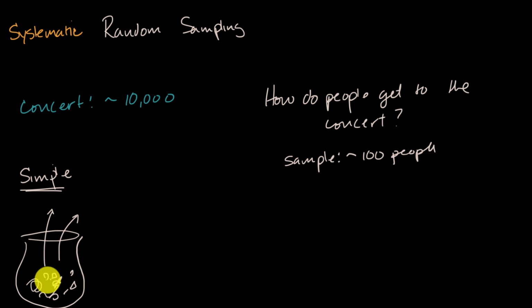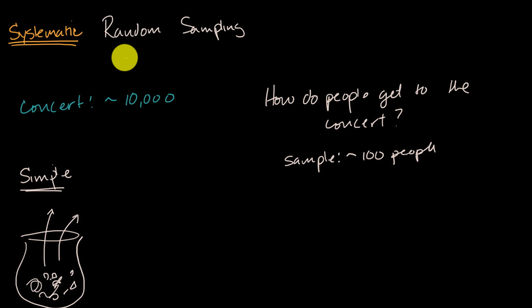But you could already imagine there might be some logistic difficulties of doing this. How are you going to get the 10,000 names? You're going to write them on a piece of paper. You'd have to really mix them well so it's truly random who you're picking out. So are there other ways of doing a random sample? And as you can imagine, yes, there are. And that's where systematic random sampling is useful.